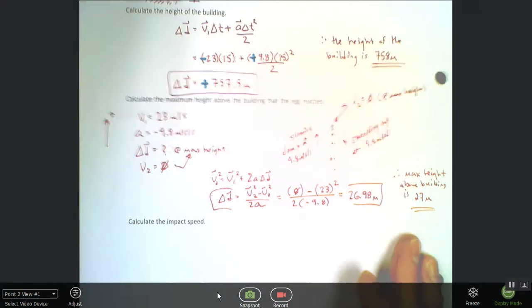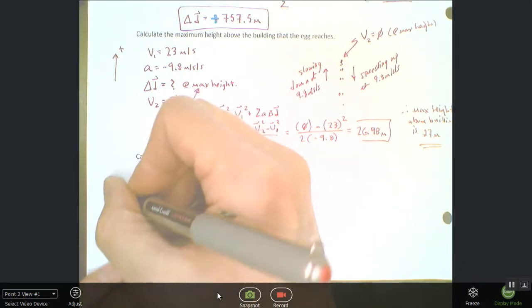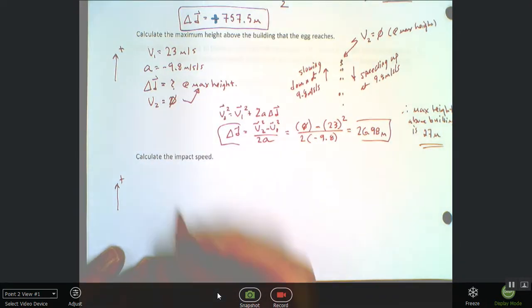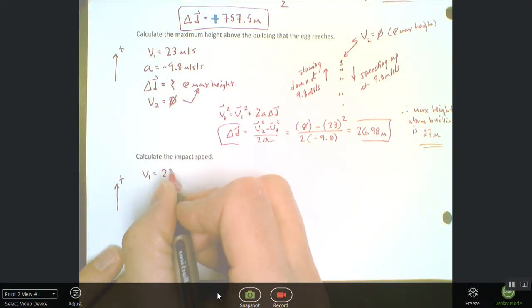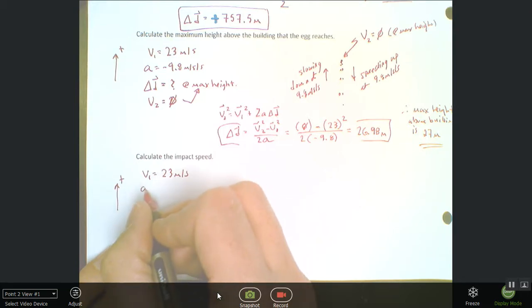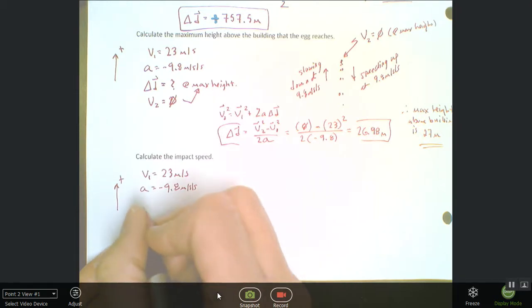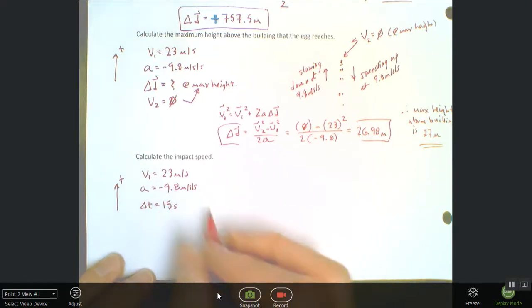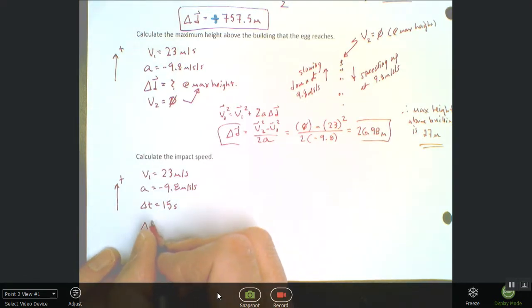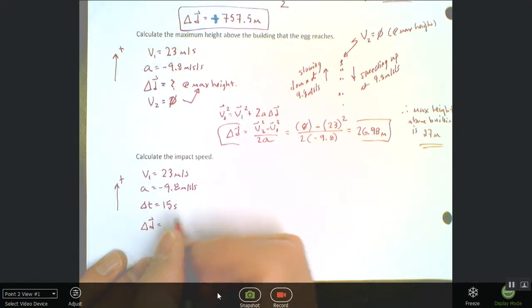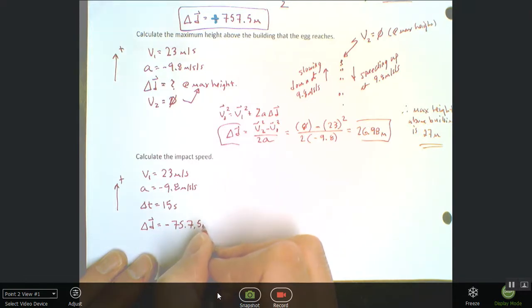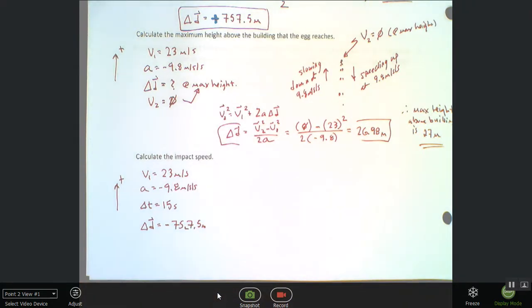All right, calculate the impact speed. Well, I'm going to stick with my up as positive. We know that V1 is therefore 23 meters per second. We know that the acceleration is still negative 9.8 meters per second squared near the surface of the Earth. We know that the time it took to do the full trip was 15 seconds. We also just found out that the displacement for the whole entire trip is negative 757.5 meters. Sorry, I didn't mean to put that extra decimal point there.